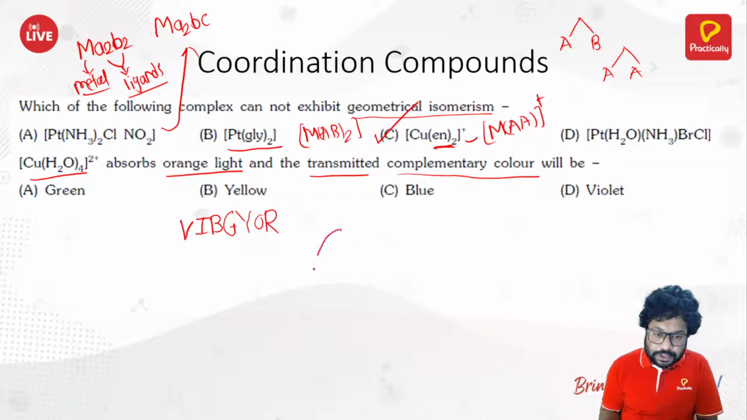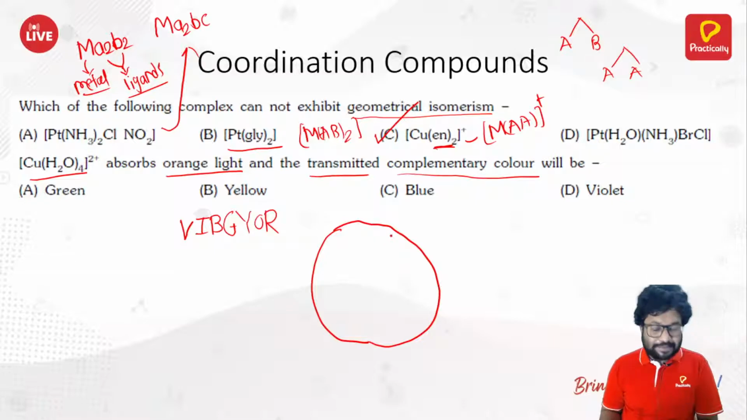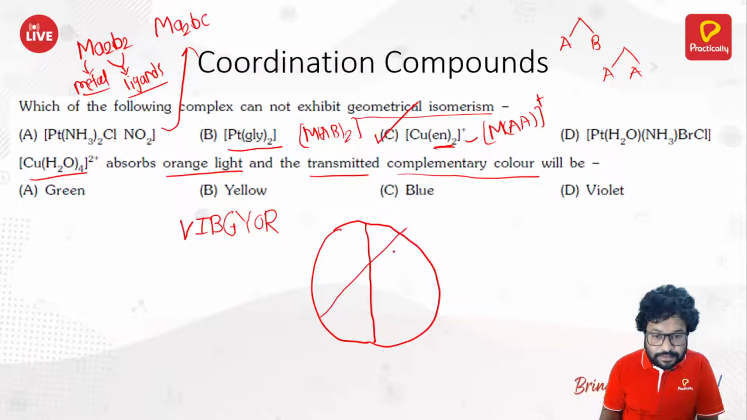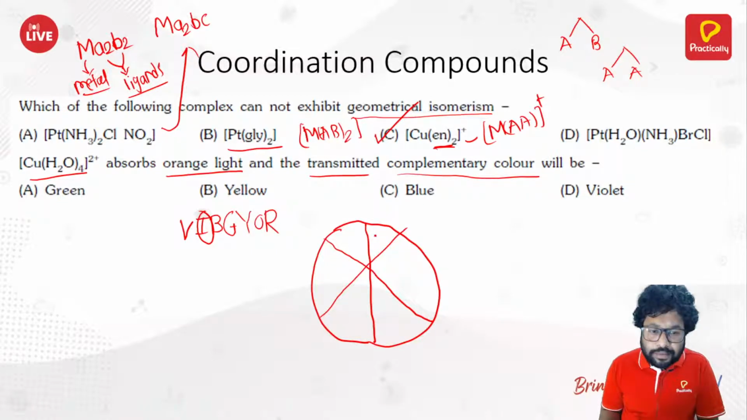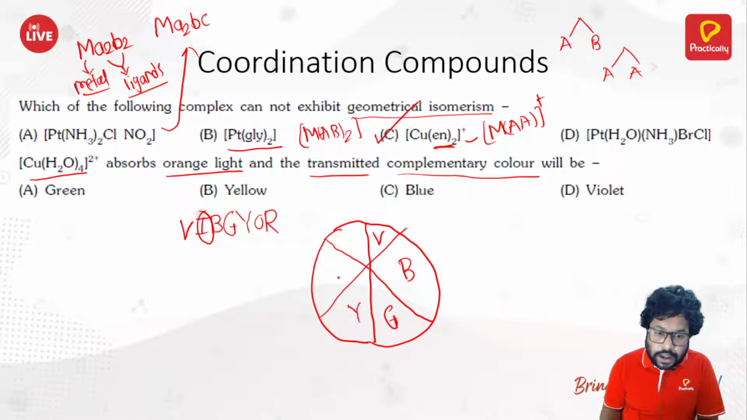Okay, see. So this is your circle. It may not look like a circle, I know, but anyways, they're not going to give us marks for our drawing. Okay, so these are 6 segments. You just need to ignore I, which is indigo. And you need to start putting V from here. So V, B, G, Y, O, and R.